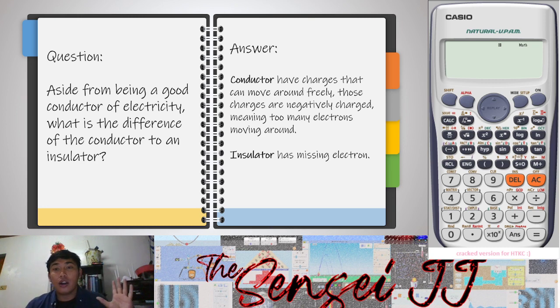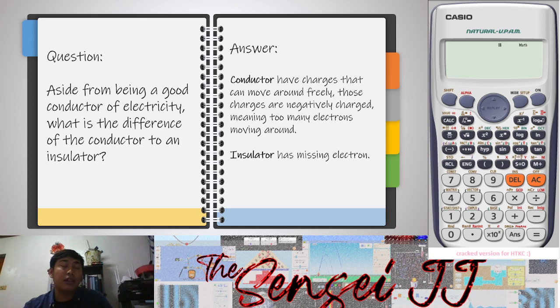A conductor has charges moving freely, positively charged and negatively charged, and they have too many electrons running around, while our insulator has missing electrons. Missing electrons can mean no electrons or a minimum amount of electrons to begin with. So that is the difference between the conductor and the insulator.